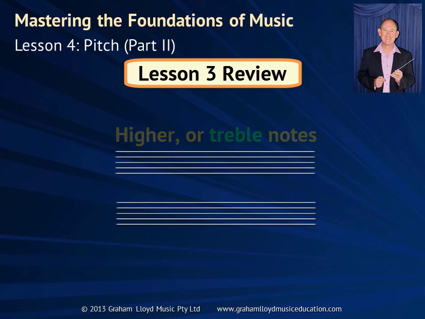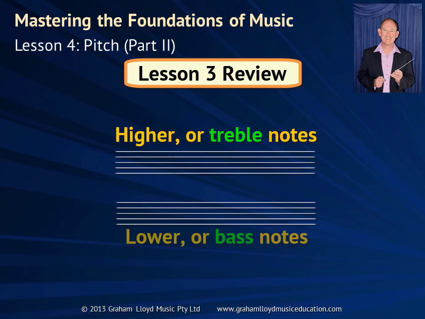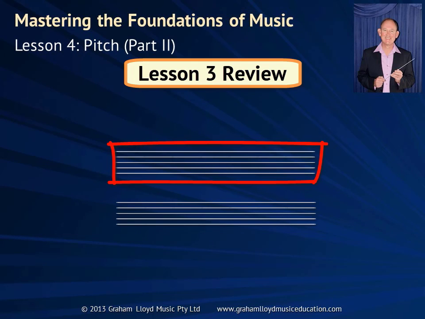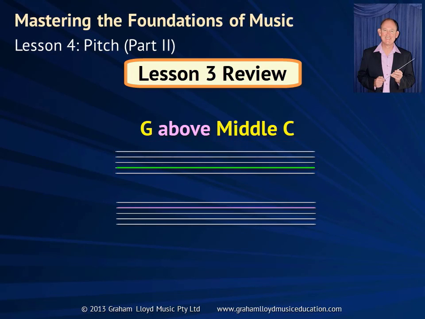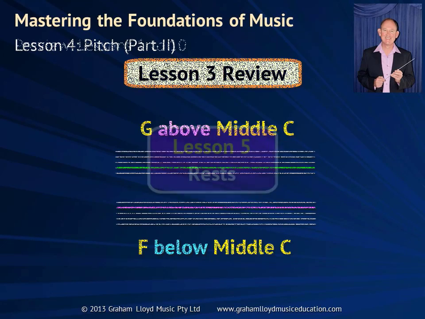The upper stave looked after the higher or treble notes, and the lower stave looked after the lower or bass notes. In this upper stave, the second line from the bottom fixed the note G above middle C. In the lower stave, the second line from the top fixed the note F below middle C.